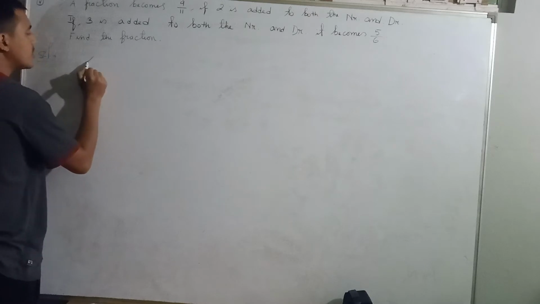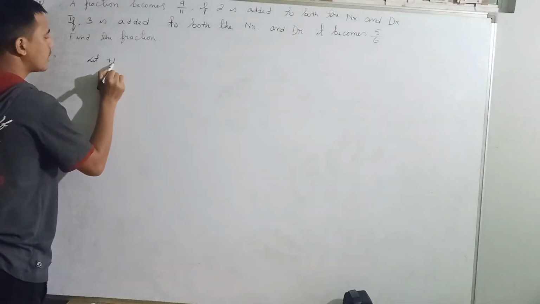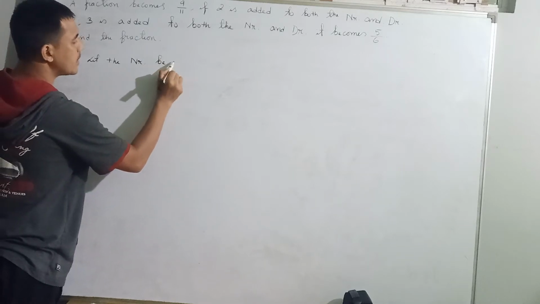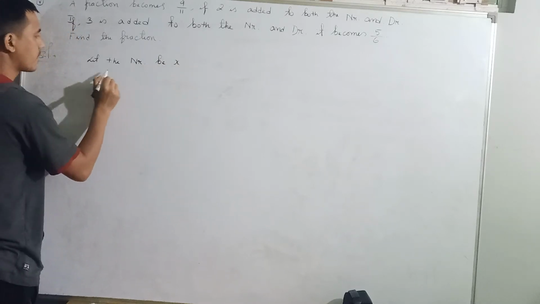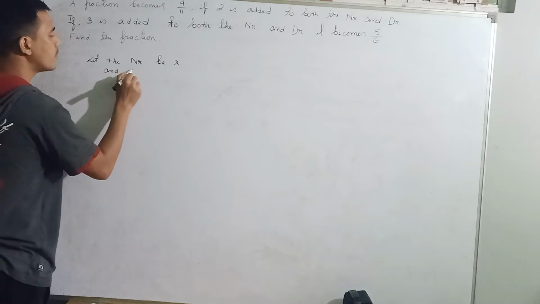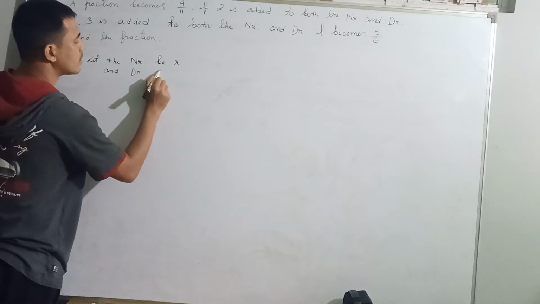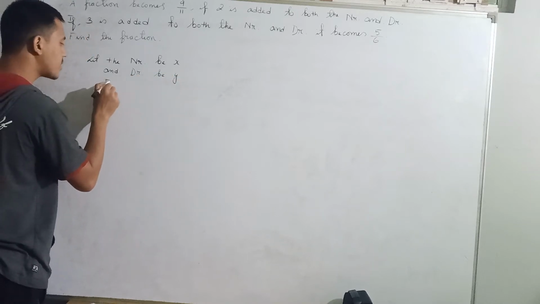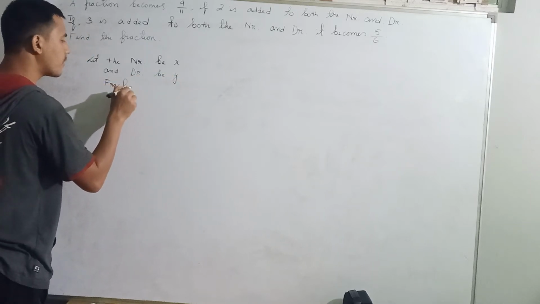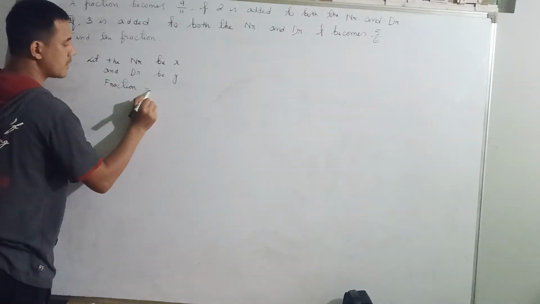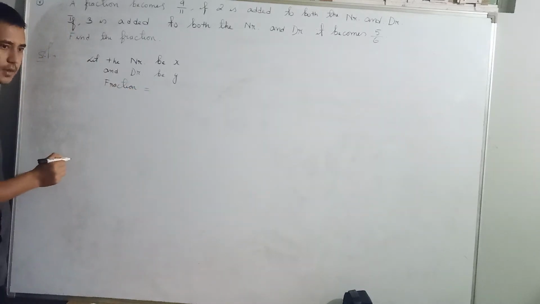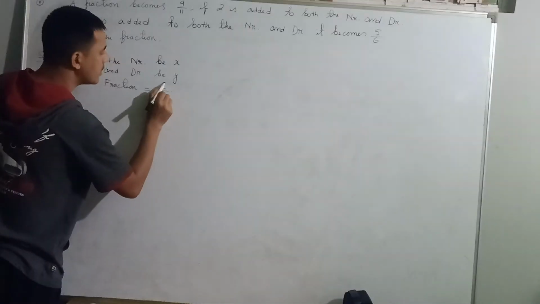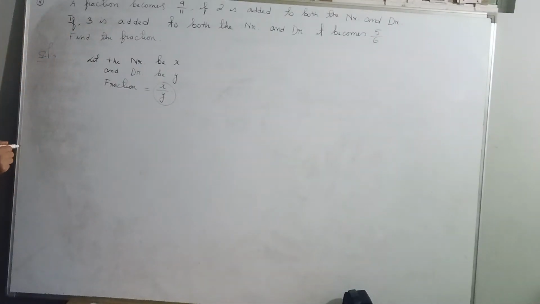So what I'm going to do is, let the numerator be x, and the denominator be y. Alright? So your required fraction will be x by y, numerator upon denominator. This is what we want to determine. Okay?